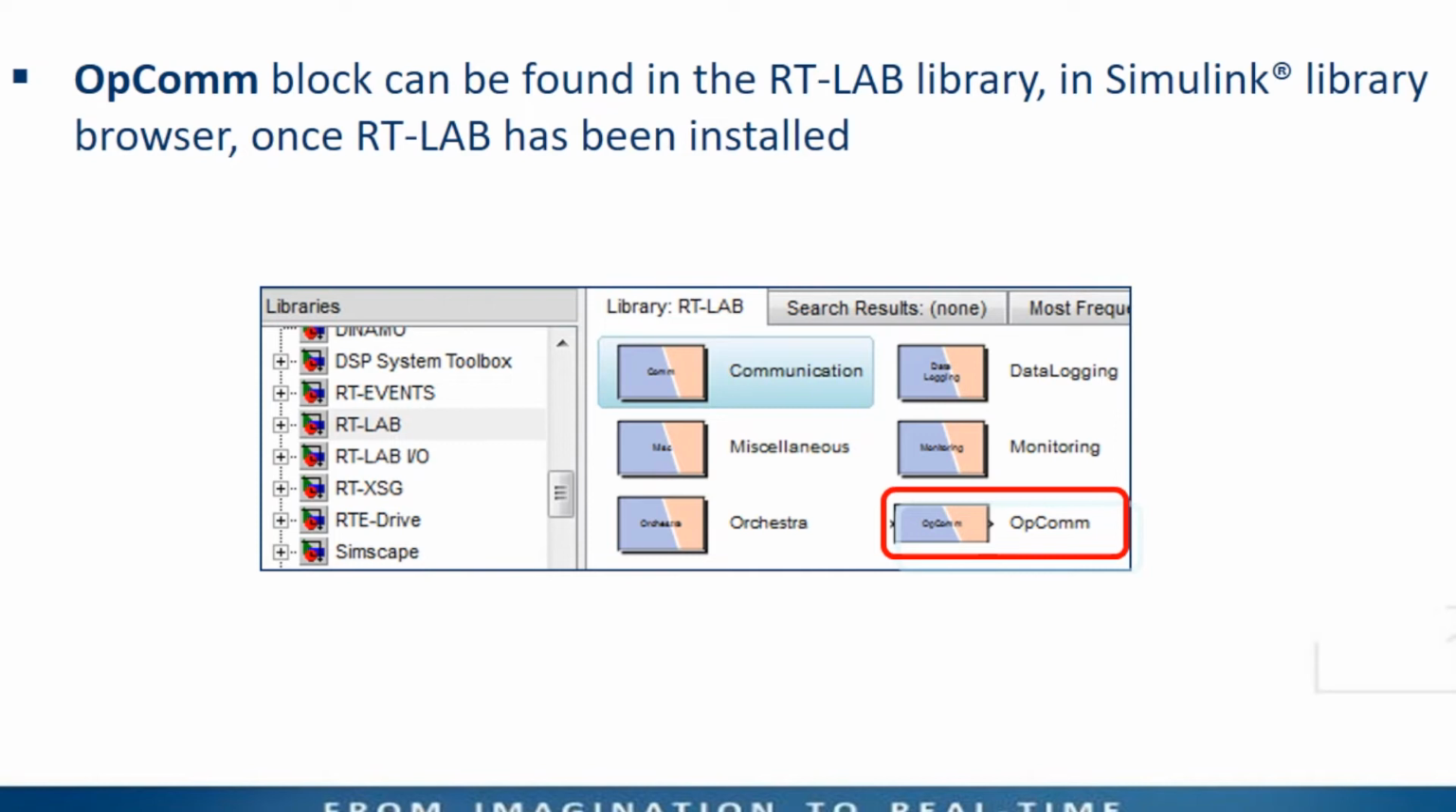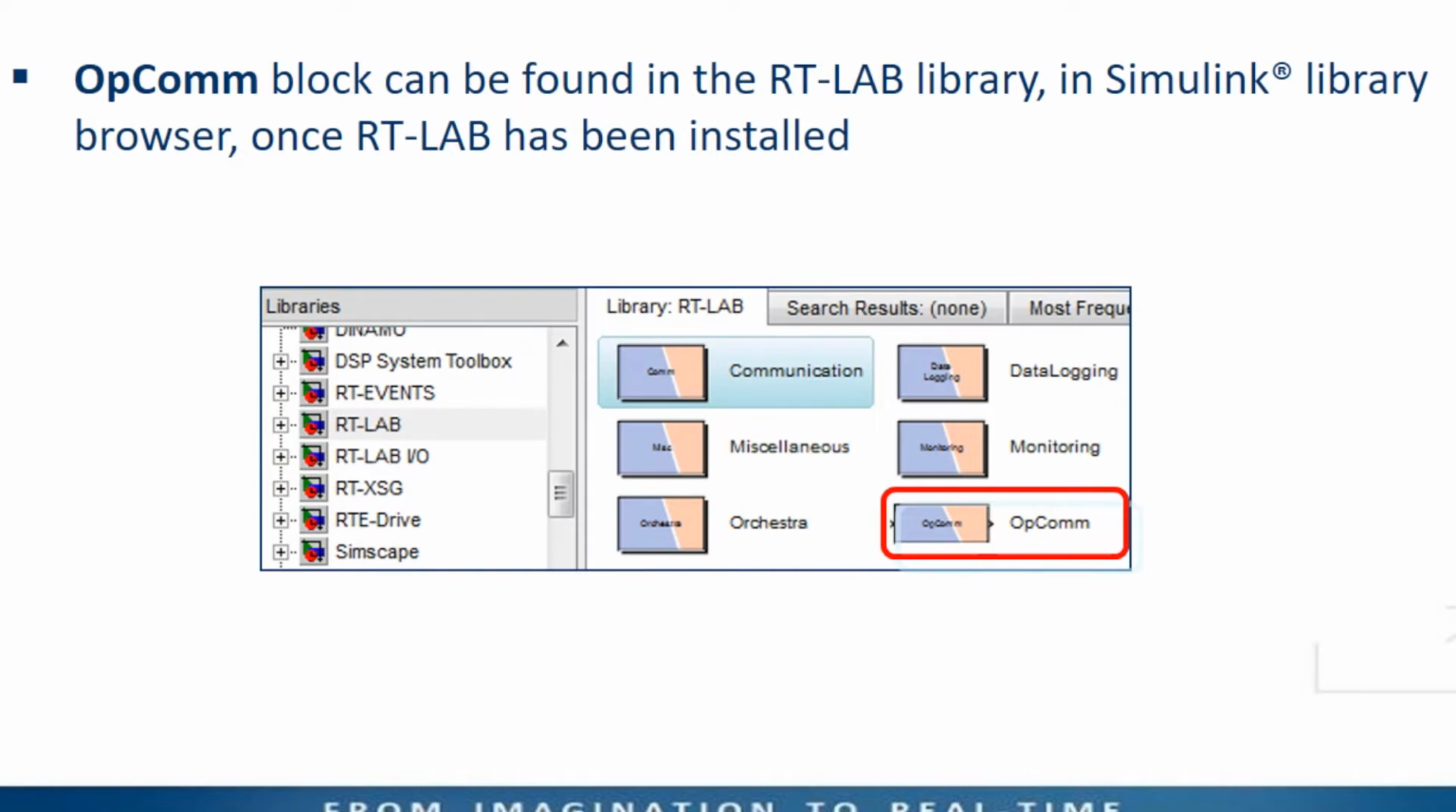This OpComm block will be found in the Simulink library. If you remember, I told you once you have installed RT-LAB, if you open MATLAB within it, you will see all the libraries of RT-LAB installed in your Simulink. So you open the Simulink library. If you search for RT-LAB, you will see the RT-LAB block in it. Once you click on the RT-LAB block, you will see the OpComm block.